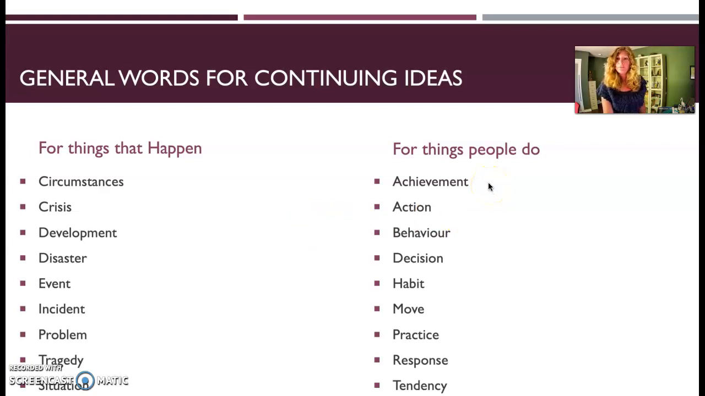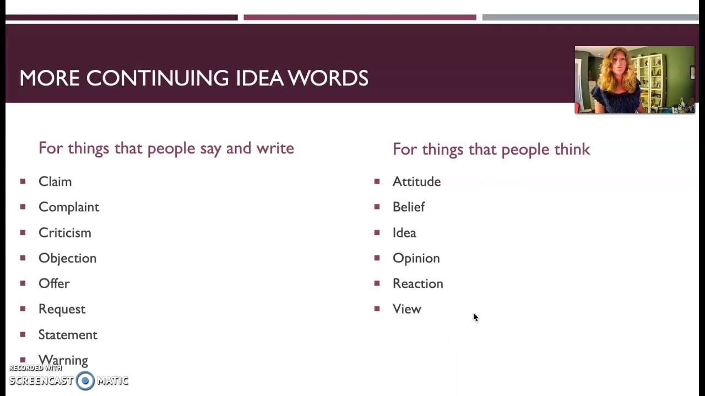For things that people do, we use words like, oh, this wonderful achievement, or this risky action, behavior, decision, habit, move, practice, this response, or this tendency. Okay? You can always also use continuing idea words for things that people say and write. Okay, so-and-so's claim yesterday, complaint, criticism, objection, offer, request, statement, or warning.